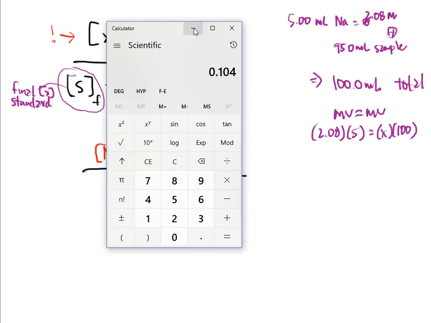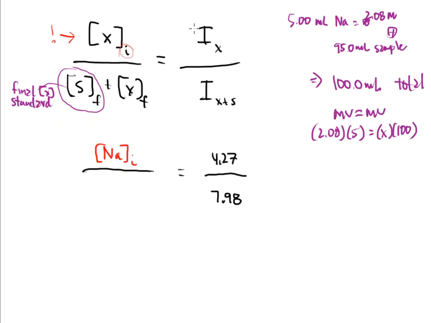So 0.104 is the answer. And that is the concentration that I would have plotted on an Excel curve. Well, that's what this bracket S sub F represents here. Final concentration of the standard. I just solved for it. 0.104.